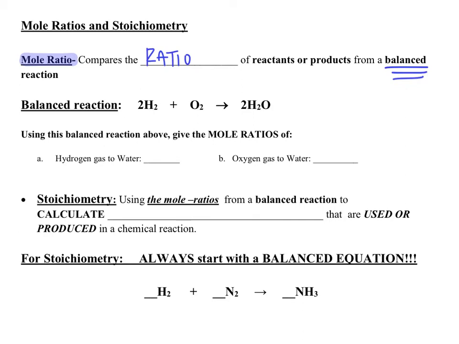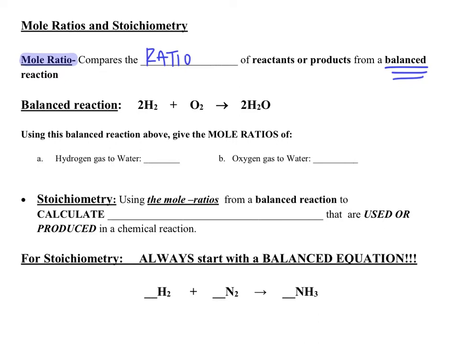All right, my balanced reaction is 2H2 plus O2 produces 2H2O. I know it's balanced not only because it tells me here, but I've got 4 hydrogens here, 4 hydrogens here, 2 oxygens here, and 2 oxygens here, so it is balanced, okay? So step 1, make sure the equation is always balanced.